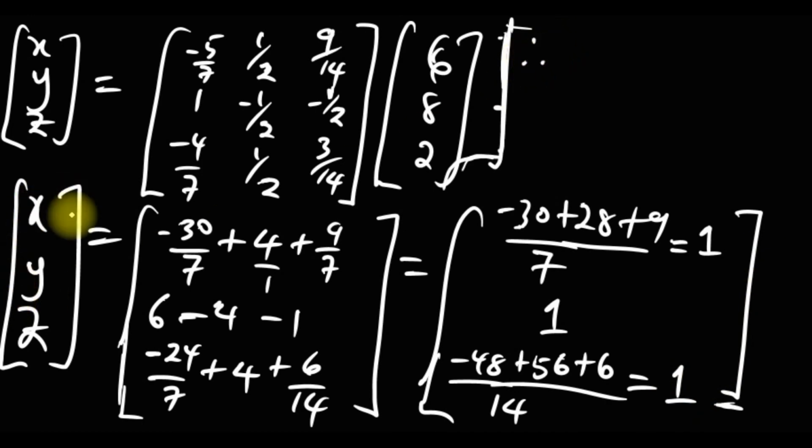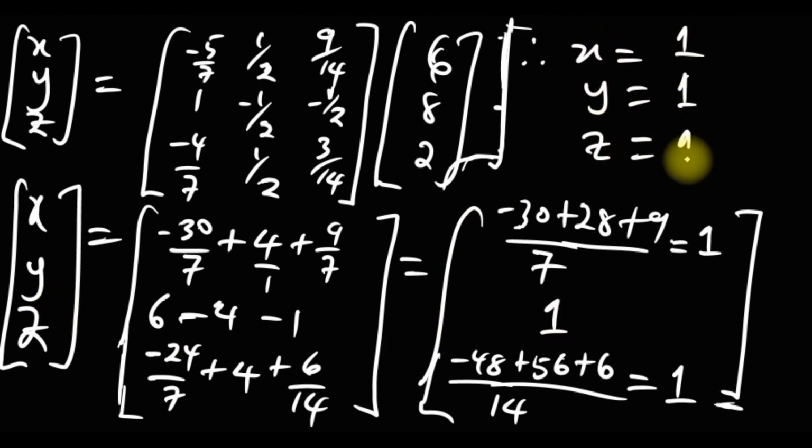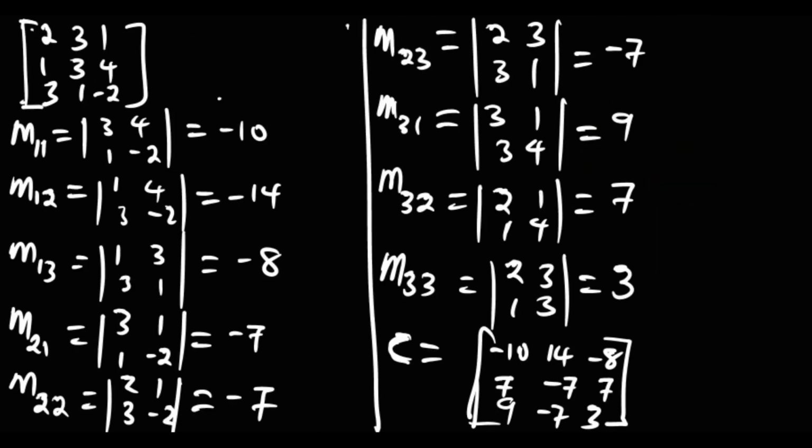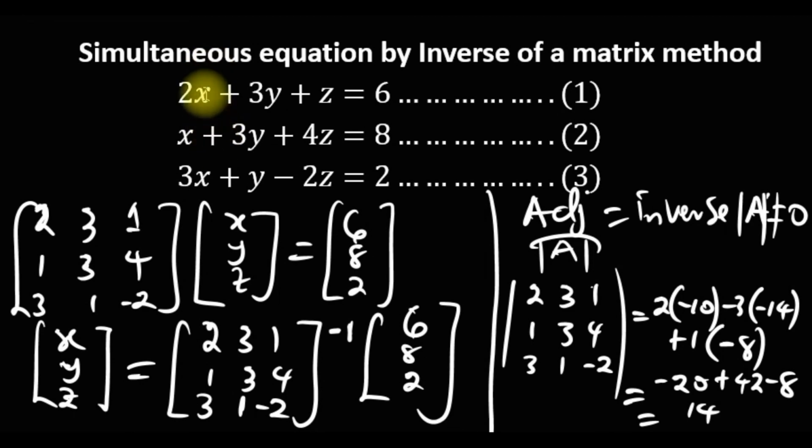Therefore, x is 1, as you can see. y is 1 and z is 1. So that's our answer, the values we are looking for. You can go and cross check. Let's substitute the values: 1 1 1 gives 6, 1 1 1 gives 8, 1 1 1. So that's how we solve using the inverse of a matrix method.